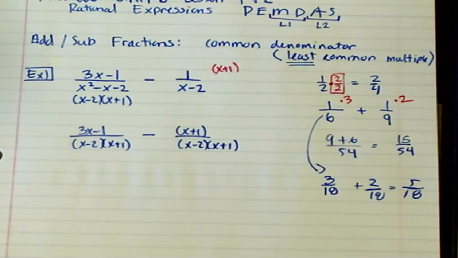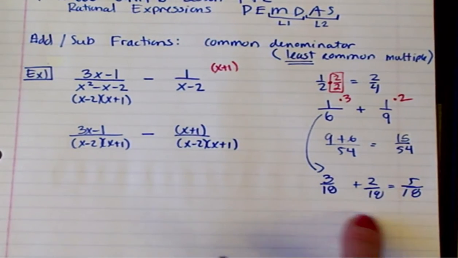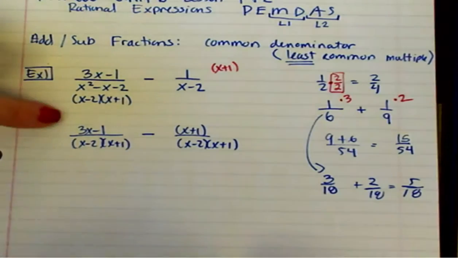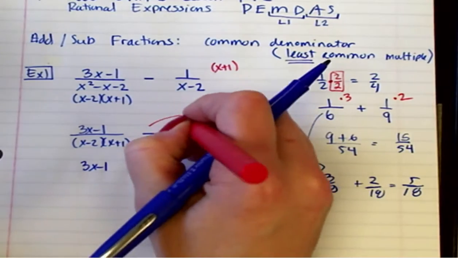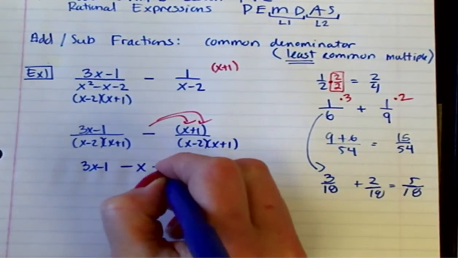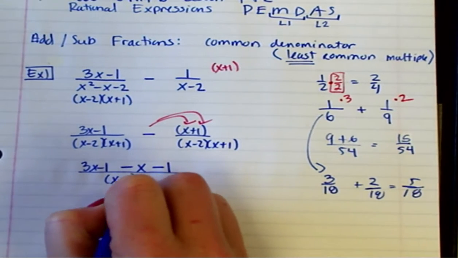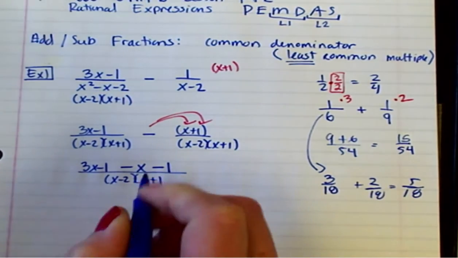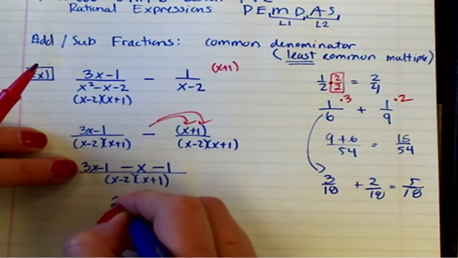Okay, now I'm going to do the subtraction, right? I got the common denominator. Now I'm actually going to put the numerators together. 3x minus 1, be super careful, minus x minus 1. So we get 2x minus 2.